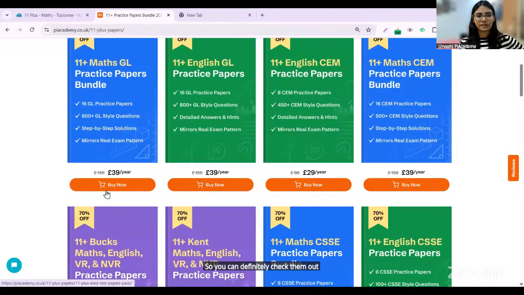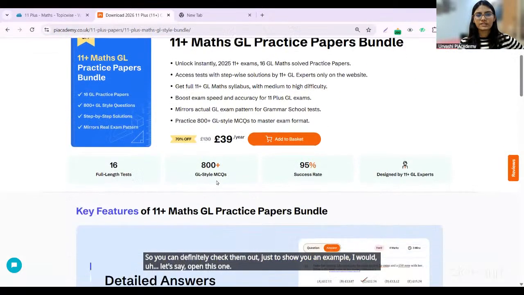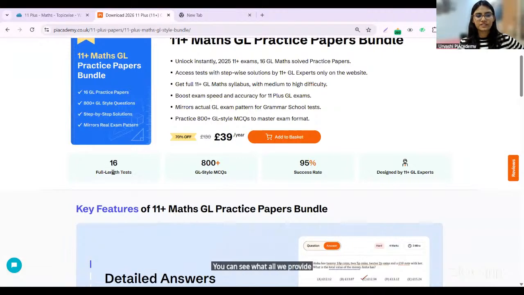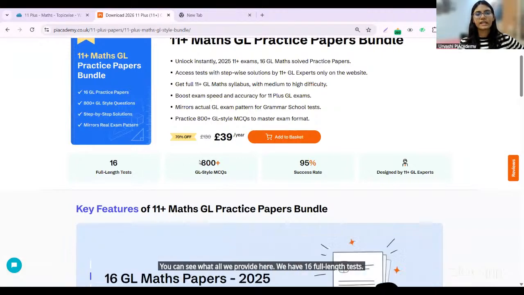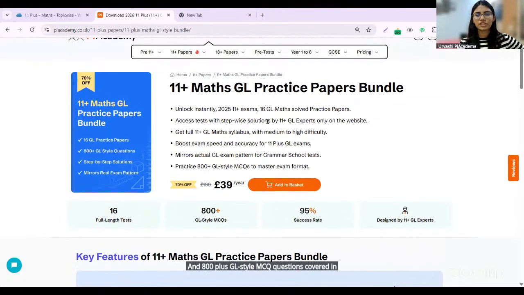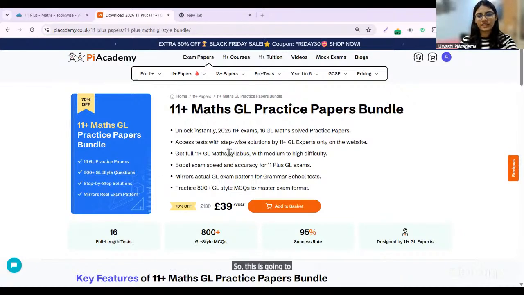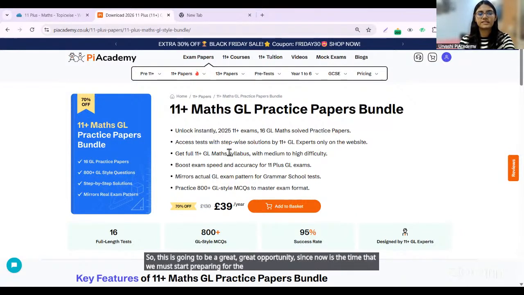Just to show you an example, let's say I open this one. You can see what all we provide here. We have 16 full-length tests and 800 plus GL style MCQ questions covered in this subscription. Along with that, you will also get all the step-by-step solutions for any of the products that you purchase from our website. This is going to be a great opportunity, since now is the time that we must start preparing for the September 2026 exam.